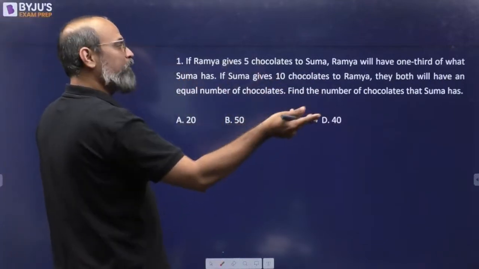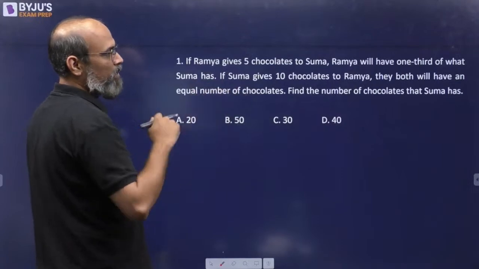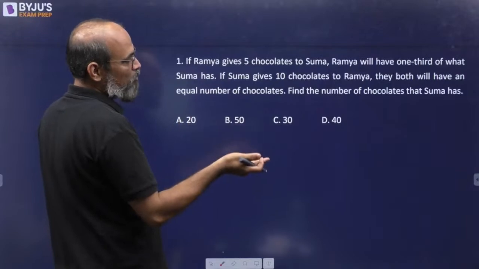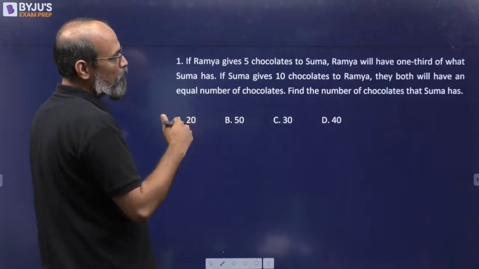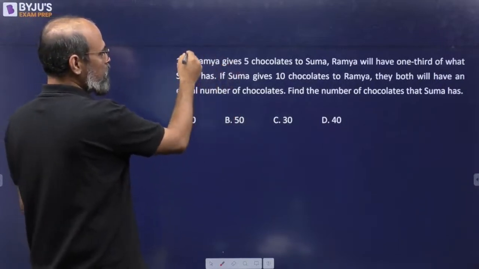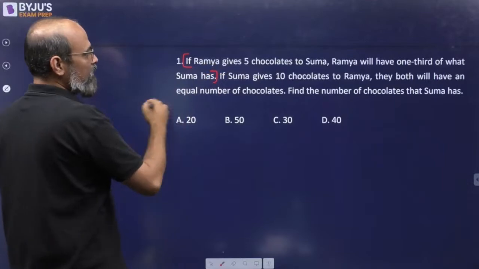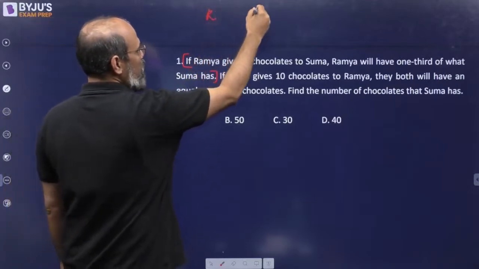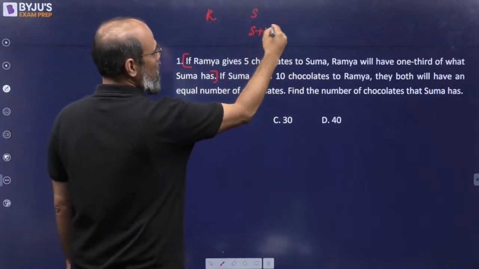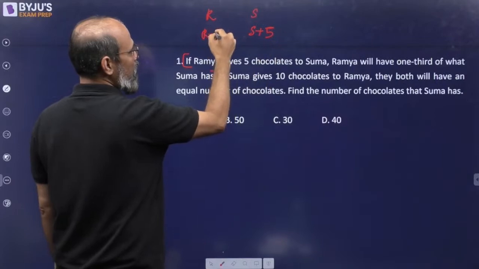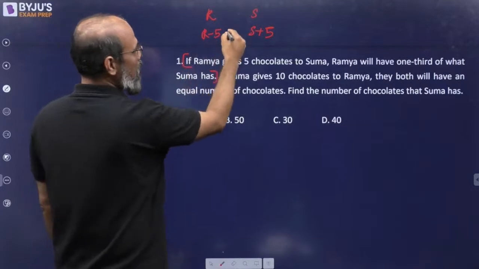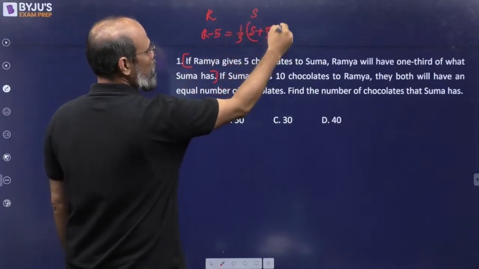it says if Ramya gives 5 chocolates to Suma, Ramya will have 1/3 of what Suma has, right? And if Suma gives 10 chocolates to Ramya, they both will have an equal number of chocolates. Find the number of chocolates that Suma has. So if you look at the first statement, it says that if Ramya has R chocolates and Suma has S, and if Ramya gives 5 chocolates to Suma, Suma will have S plus 5 and Ramya will have R minus 5. And the relation between them is that Ramya will have 1/3 of what Suma has.